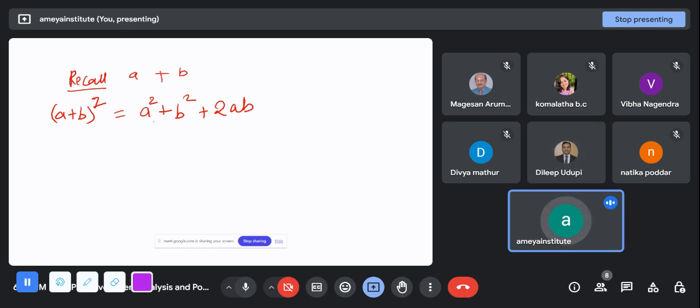So how did we get this concept now? This is a square plus b square plus 2 into ab. Now we can decompose this formula. a plus b square means a plus b two times. So we can write it like this also: a plus b into a plus b. That also makes the same sense, correct?